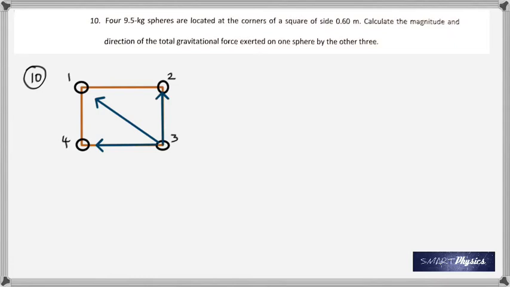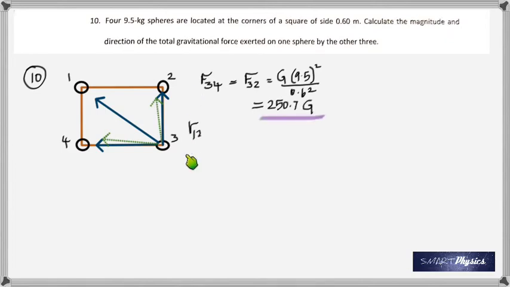The forces that you see are the force on 3 due to 1, the force due to 2, and the force due to 4. But you know that the forces due to 2 and 4 are equal. So the force on 3 due to 4 is equal to the force on 3 due to 2. Using the gravitational formula, you get G times the mass over the radius squared, which is 250.7 times capital G. I've kept it in terms of the gravitational constant.